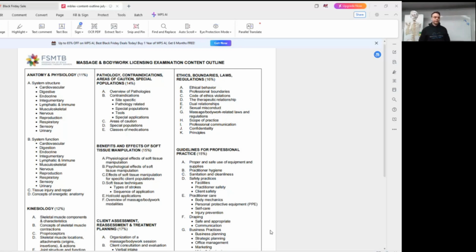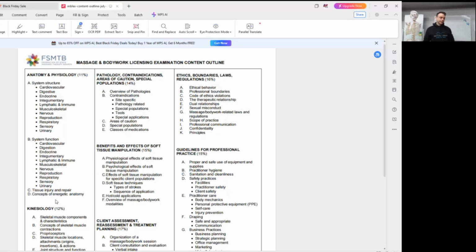We want to be able to see that you have gathered a certain level of knowledge and that you can apply this in a clinical sense, clinical reasoning, as we like to call it. So also there is the concept of energetic anatomy. Yes, it's not a huge focus, but there is a small portion of the Eastern modalities, Eastern medicine, that you will encounter on the MBLEX.